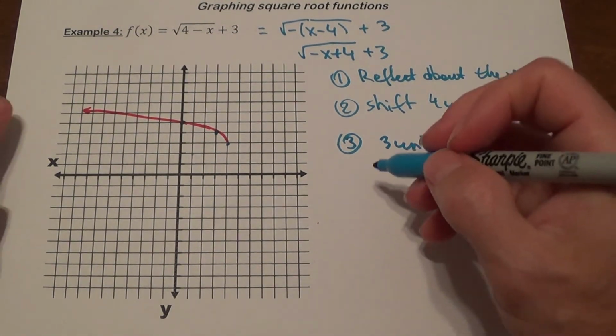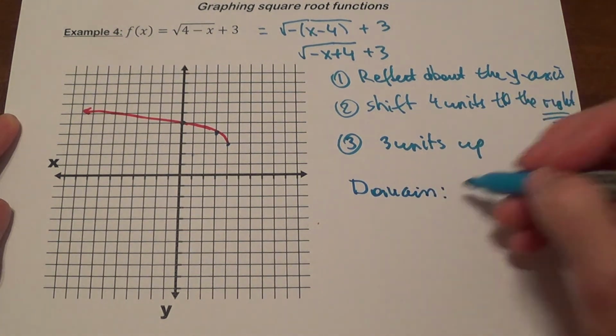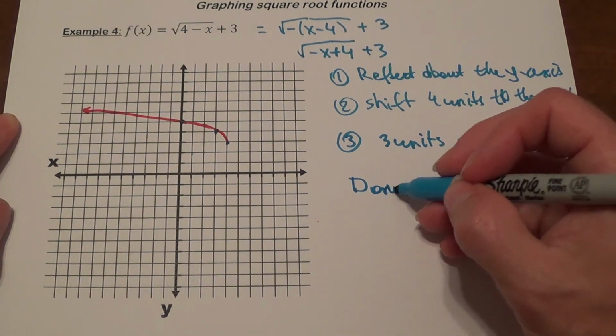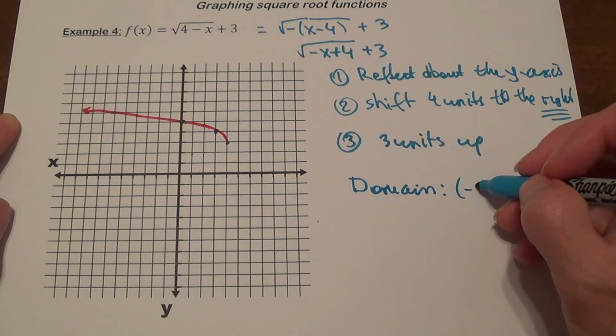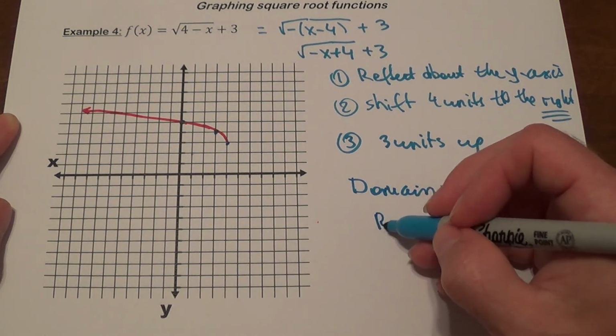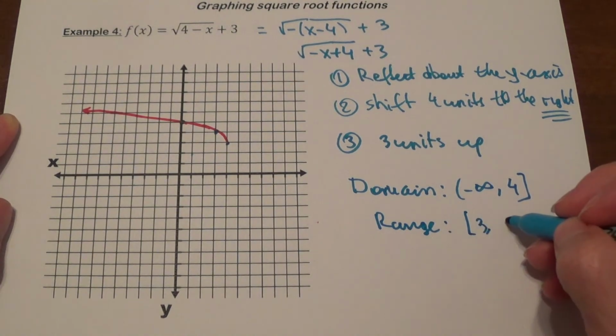Okay. So let me address the domain and range, and then as I promised I'll explain another way to look at this transformation here. So the domain here is going to be from -infinity to 4, and the range here is going to go from 3 to infinity.